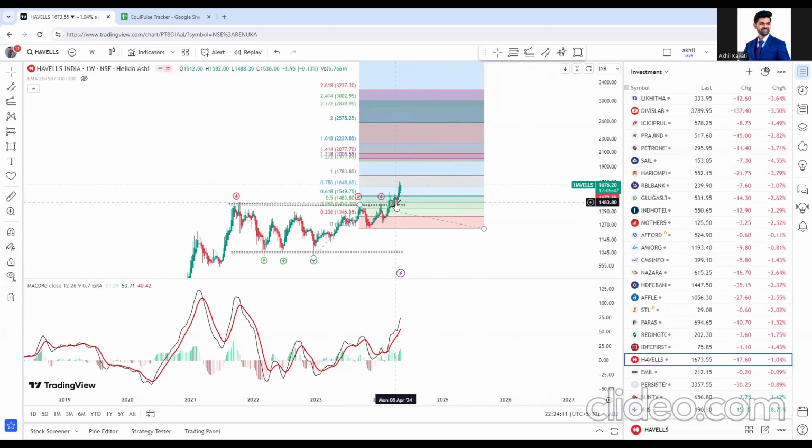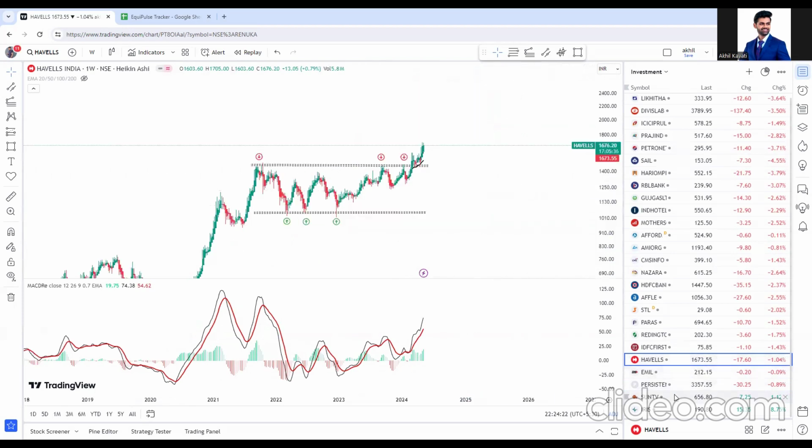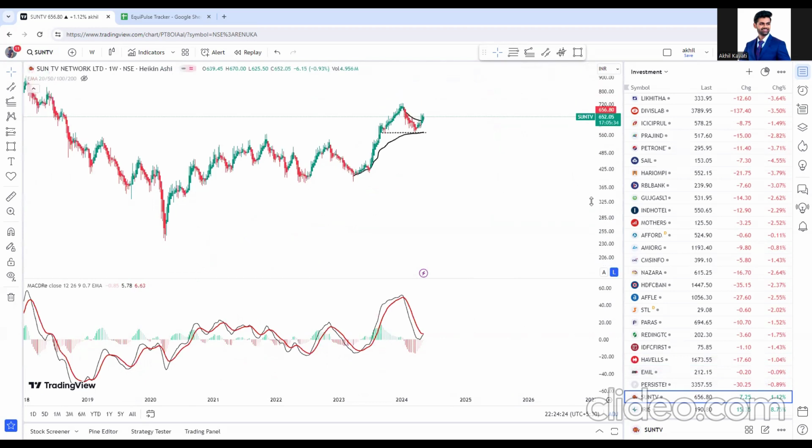We entered it close to 1500 levels, and now we are at 1676, close to that equality zone, right? So yeah, this is how Havells would function. And then Sun TV is a very good setup.